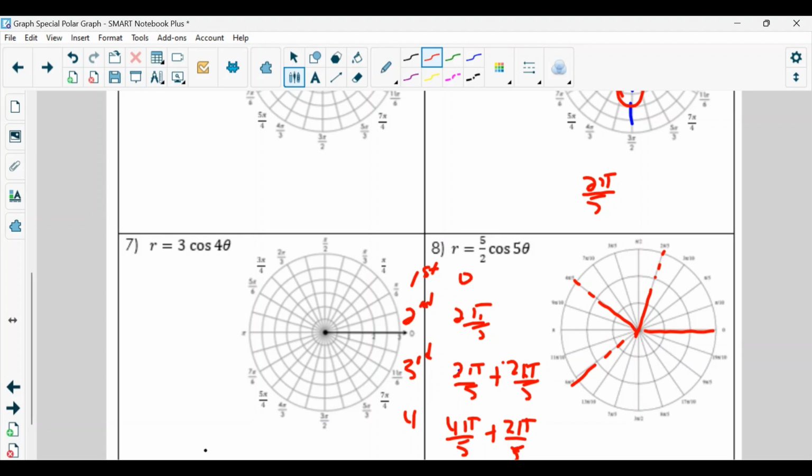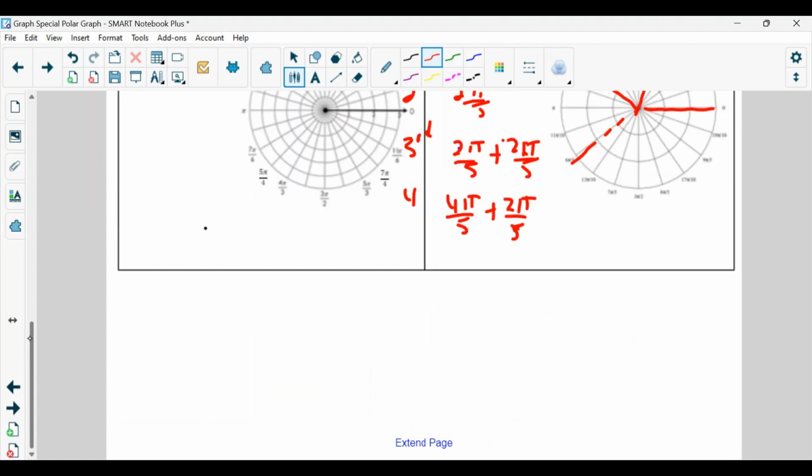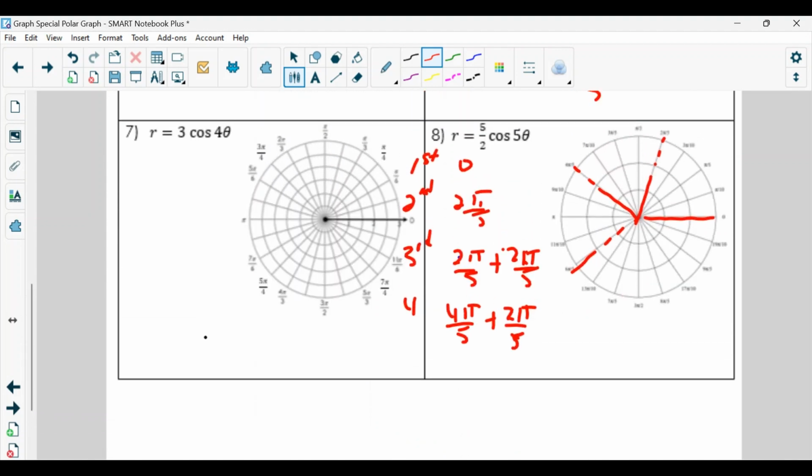And for the last one, you just add, I need some more space. The last one, that's my fifth one now, right? My fifth one is going to be 6 pi over 5 plus 2 pi over 5. And that gives you 8 pi over 5. And where's 8 pi over 5? 8 pi over 5 is right here. Okay? And then you just draw the petal. All right, guys? So that's cosine.